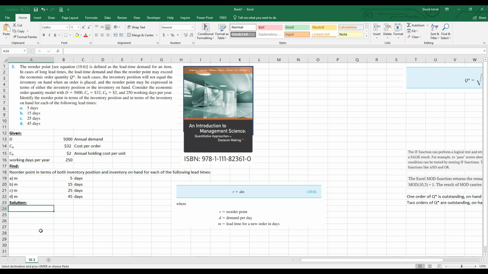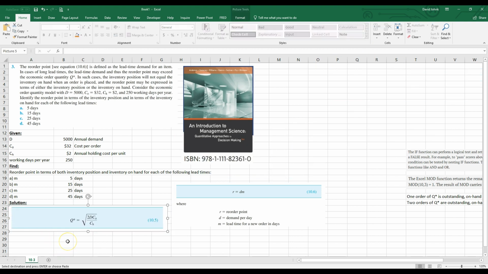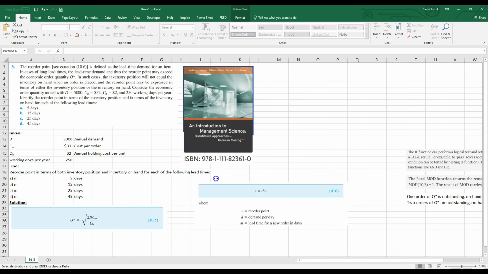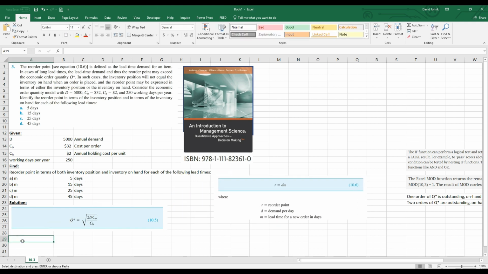So the first thing we want to do for the solution is find the economic order quantity. Okay, so the economic order quantity is what they're talking about here, and we'll call that Q star. This is the order quantity which minimizes the total cost. Basically that formula comes from some calculus.